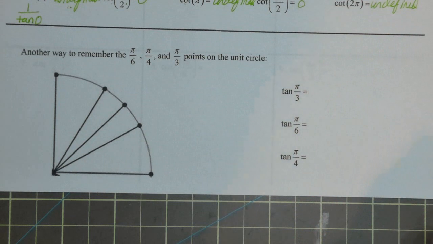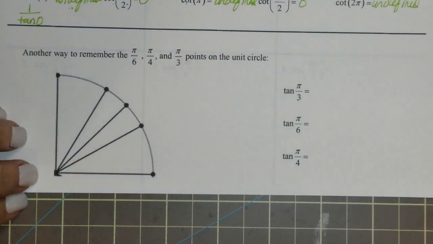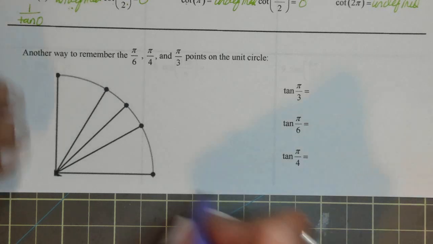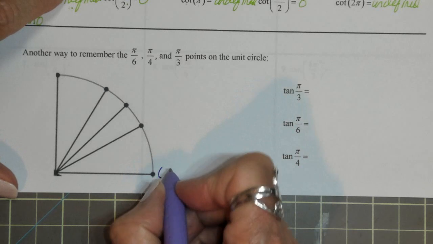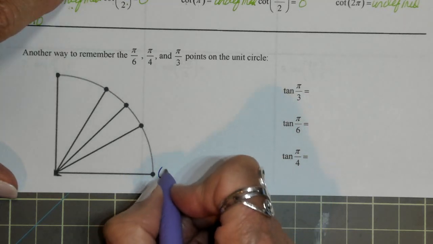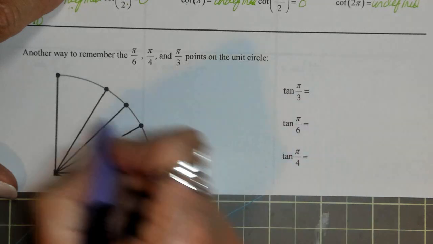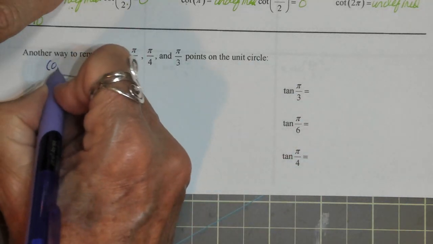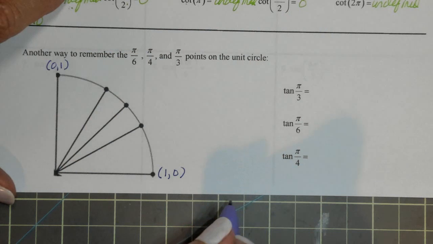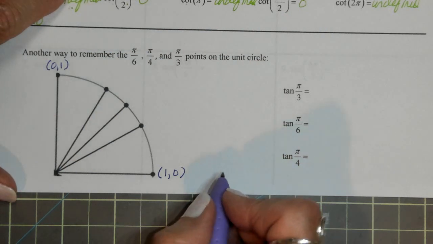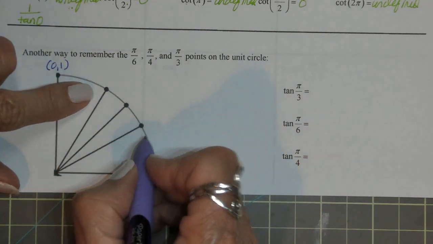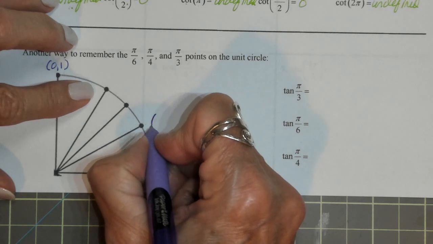Okay, there is another way to remember these points on the unit circle, these coordinates. This ordered pair here is the point (1, 0), right? This point is (0, 1). It's a unit circle, so it has to be that way. For these three middle points, there's kind of a trick to remembering those.